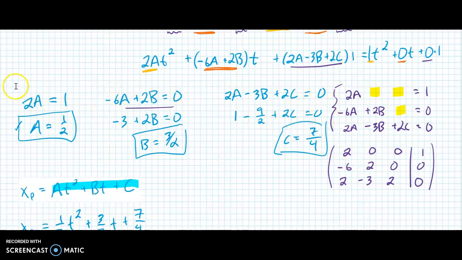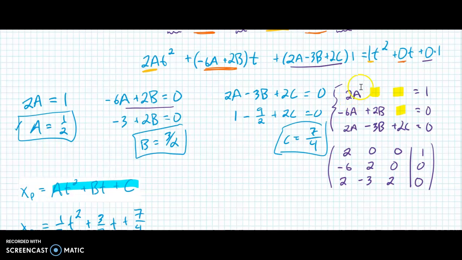So what I want you to see, this and this and this, I solved them using algebra here, but oftentimes it's not quite that easy. It's much faster to use our calculator to do it for us. So I've got 2a, and then I've got a blank, and then I've got a blank is equal to 1. That is this equation right here. Next one, I've got negative 6a plus 2b, and then a blank is equal to 0. And then I've got the bottom row right here equal to 0 as well.